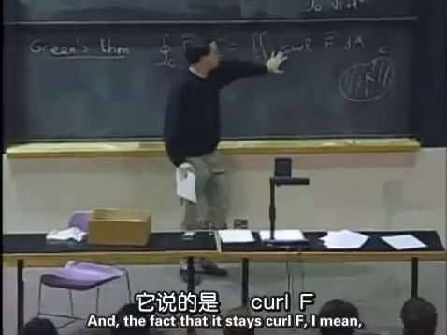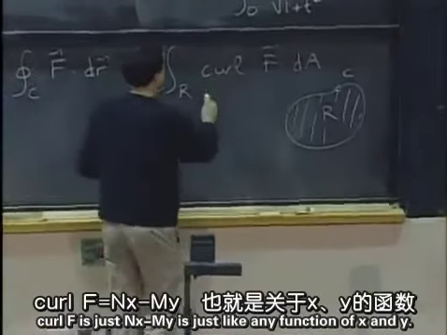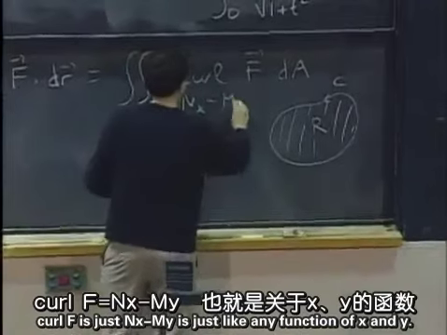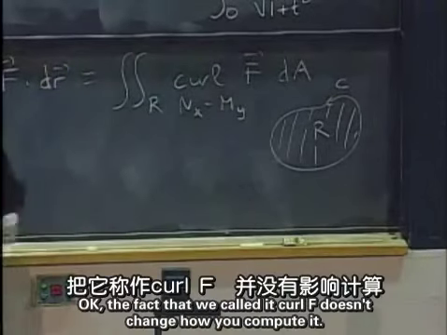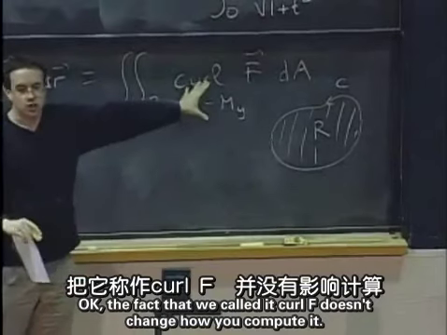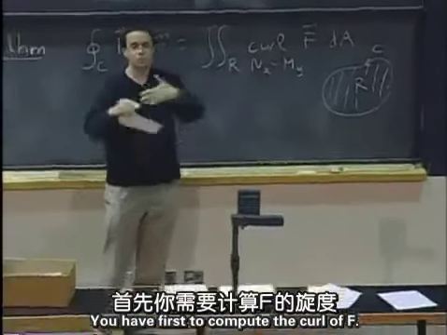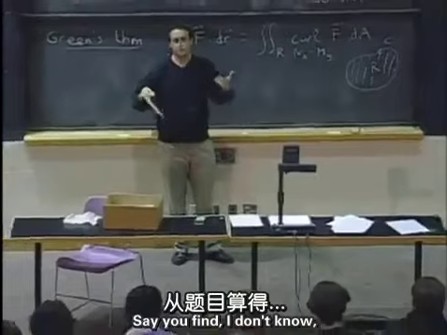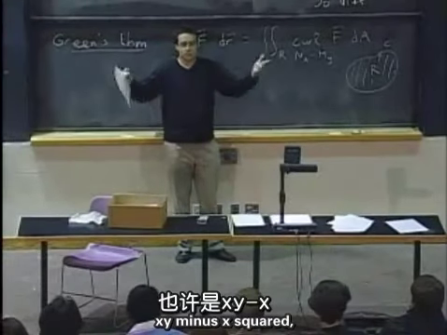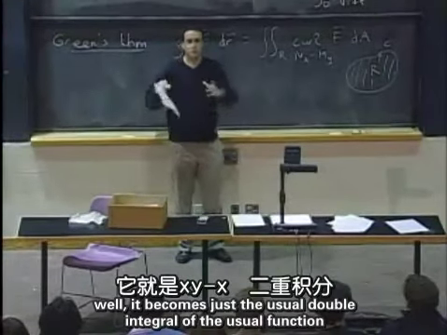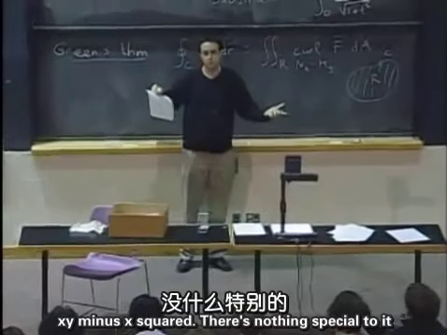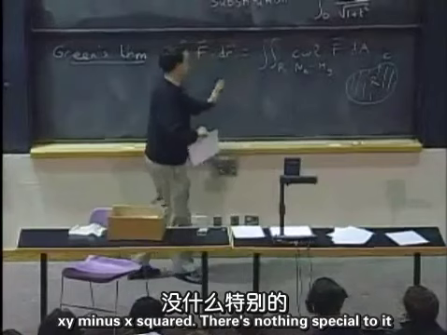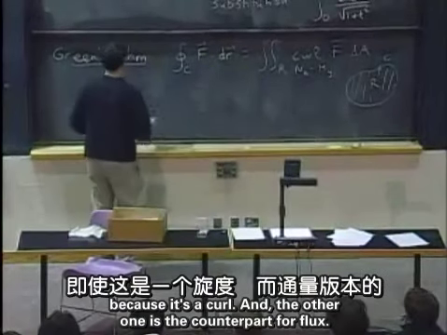And the fact that it says curl F, curl F is just N_x minus M_y, it's just like any function of x and y. The fact that we called it curl F doesn't change how you compute it. You have first to compute the curl of F. Let's say you find, I don't know, xy minus x squared. Well, it becomes just the usual double integral of the usual function xy minus x squared. There's nothing special to it because it's a curl.